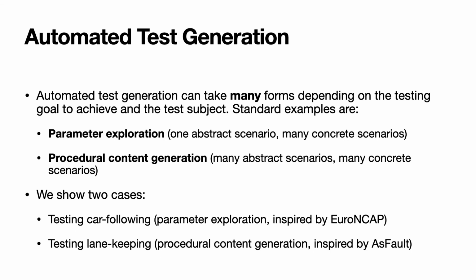Tests can be created manually, of course, but then we can also use these pieces to create tests automatically. In this tutorial, I'm looking at the two main forms of test generation that I'm aware of when it comes to simulation-based testing, which are parameter exploration. We define one abstract scenario and then we instantiate this by giving values to parameters and generate many concrete scenarios.